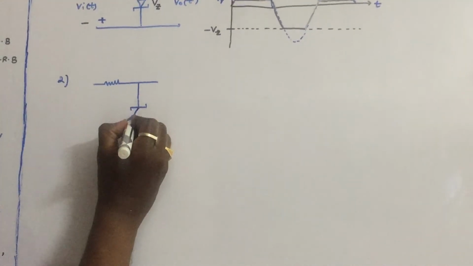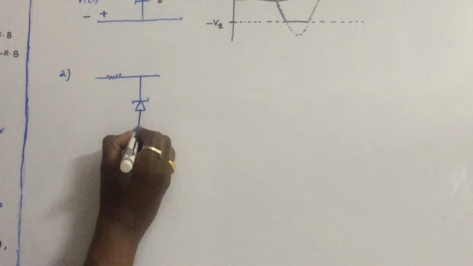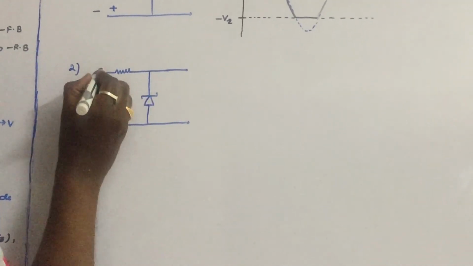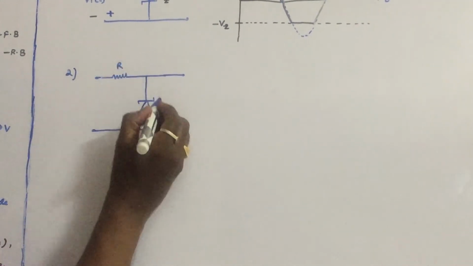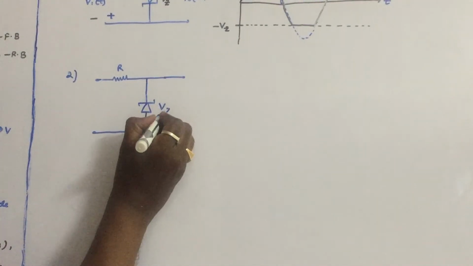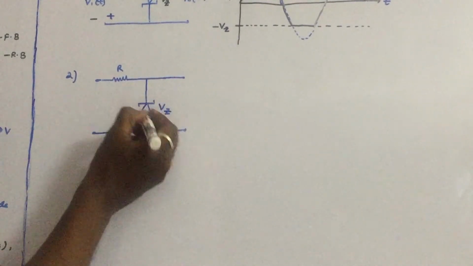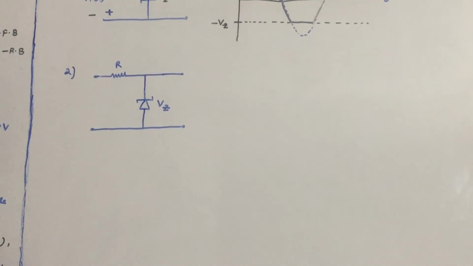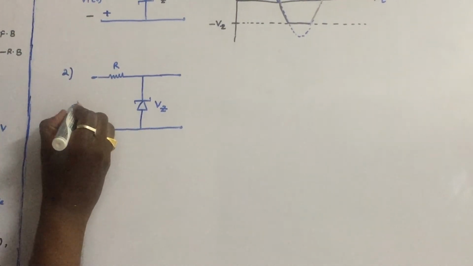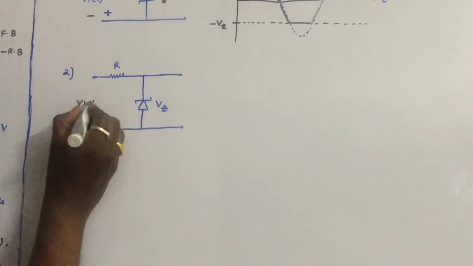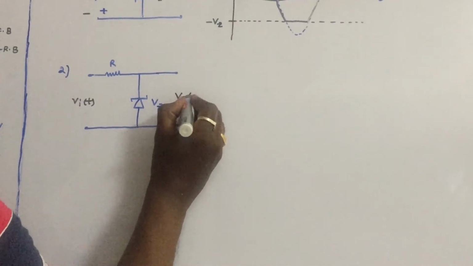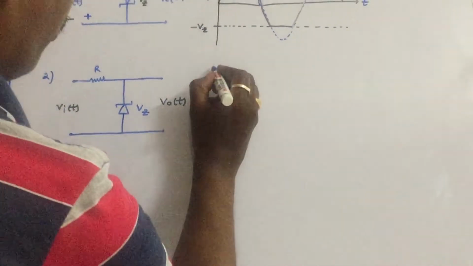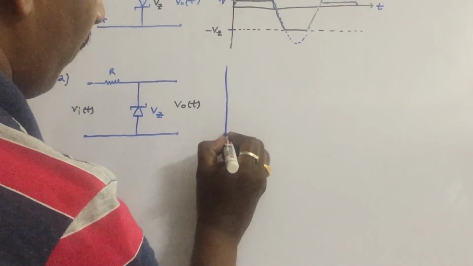You can easily draw the characteristics once you know the operation of the Zener diode, how it works when forward biased and when reverse biased. Always mention the Zener diode cut-in voltage and breakdown voltage Vz. This is the input to the circuit, Vi of t. VA of t is the input to the circuit, V0 of t is the output of the circuit. Let us see the operation of the circuit when a sinusoidal input is applied.